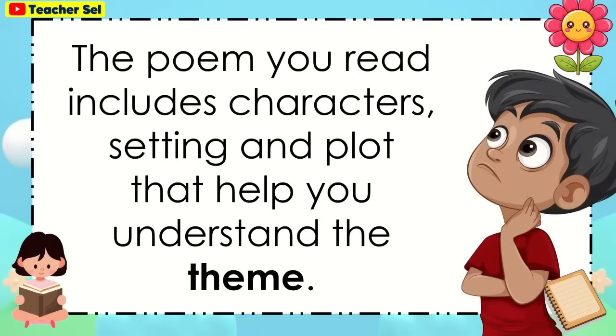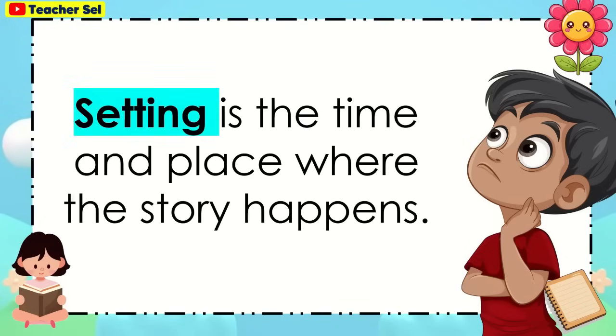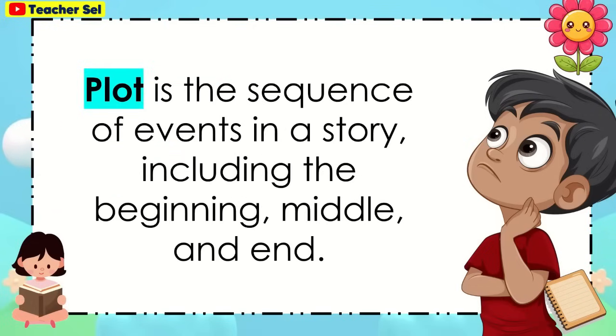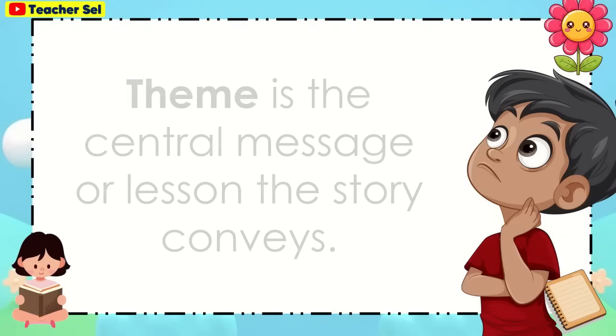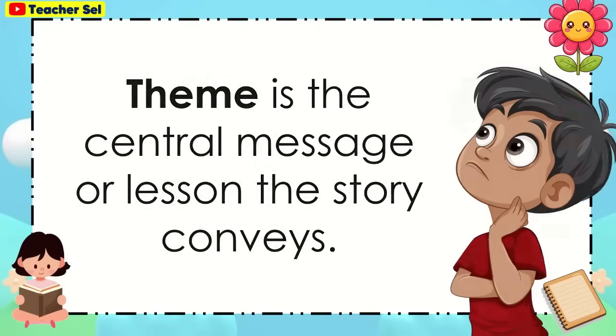The poem you read includes characters, setting, and plot that help you understand the theme. Character is a person, animal, or being in a story who takes part in the events. Setting is the time and place where the story happens. Plot is the sequence of events in a story, including the beginning, middle, and end. Theme is the central message or lesson the story conveys.